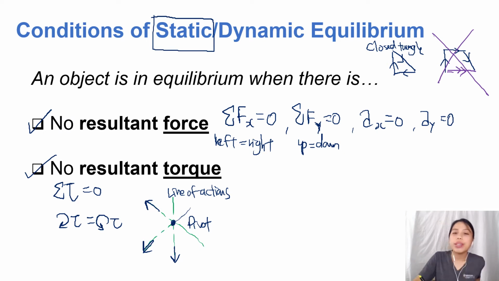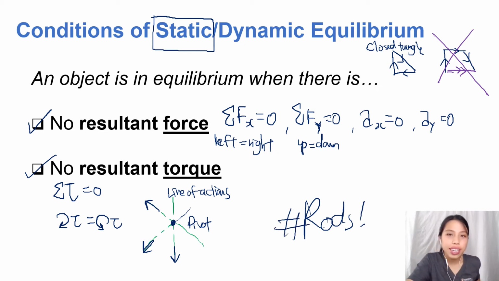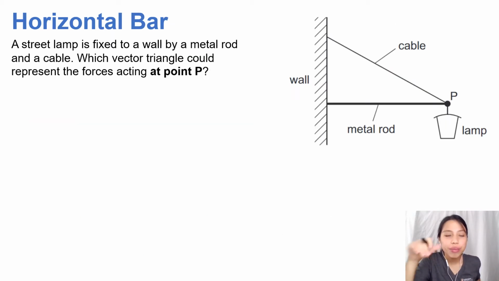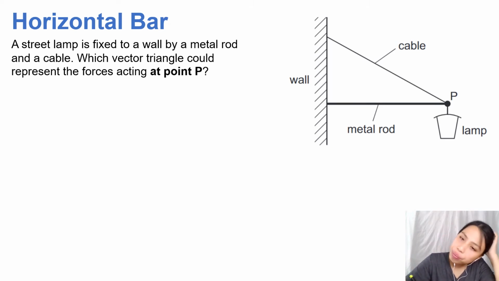Okay, so today we'll be looking at a lot of rods, horizontal rods and slanted rods. Let's go. First one, we've got a street lamp fixed to a wall by a metal rod and a cable. Which vector triangle could represent the forces acting at P? Take a look at the picture.